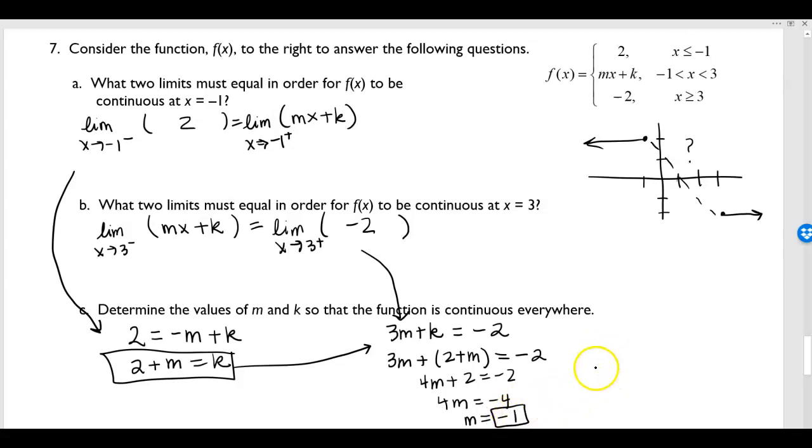Now I still need to find k. I can use this formula again, k equals 2 plus m. But m is -1, so that means that k is 1. So when I look at this graph then, my m was my slope. This graph has a slope of -1, and my y-intercept would be 1. And so my graph is a little bit off there because my grid wasn't perfect, but you get the general idea.